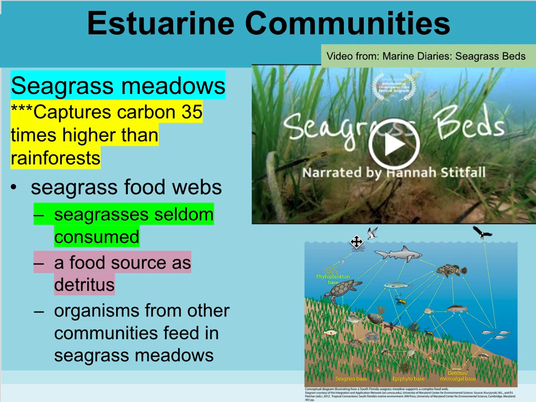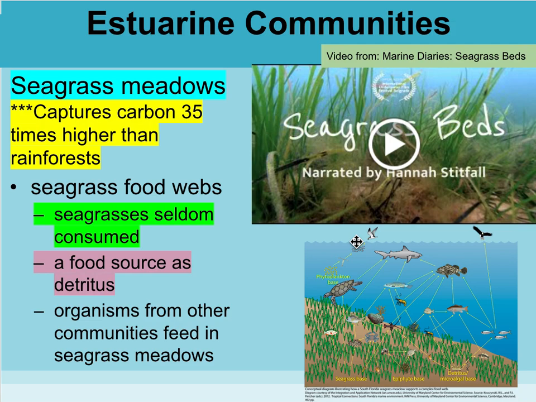Seagrass can actually capture carbon at 35 times the rate of a rainforest. So rainforests are super important, but you look at seagrass that people kind of plow over, or they go into places where there are seagrasses and tear it up with their feet, and I don't think they treat it with the respect that it maybe deserves.